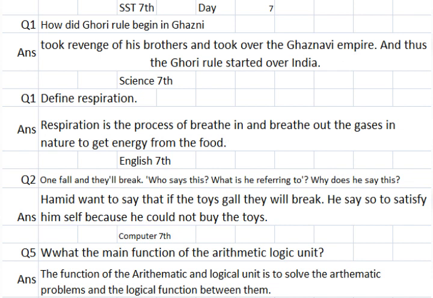English class 7: One fall and they all break. Who says this? What is he referring to? Why does he say this? Ahmed wants to say that if the toys fall, they will break. He says so to satisfy himself because he could not buy the toys.